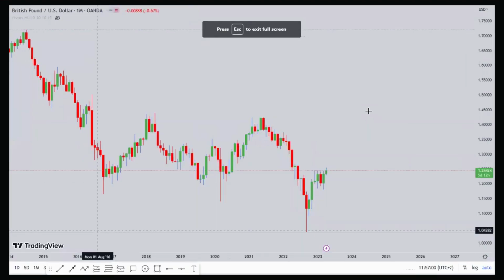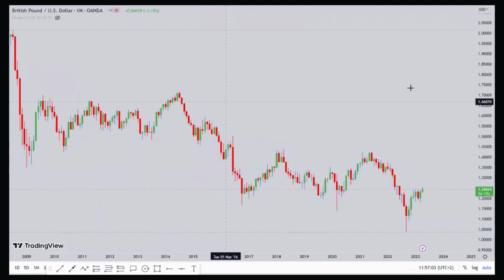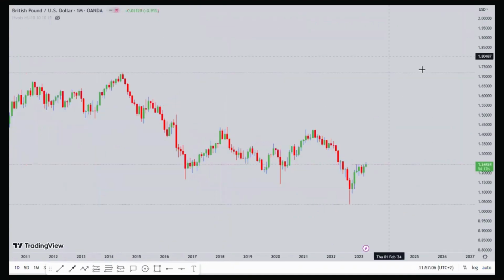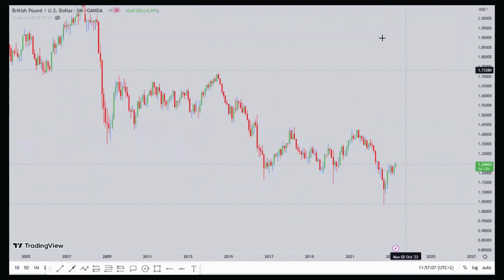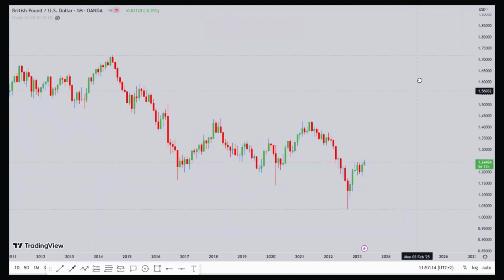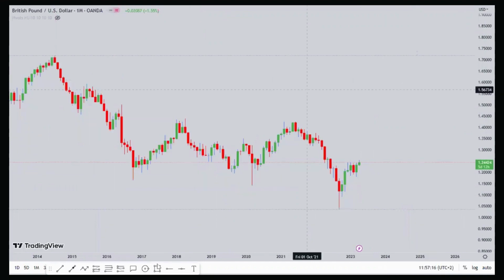So right now we're going to be looking at the GBP/USD, the pound and dollar. We're just going to be concentrating on whatever has actually been happening, so that we can try and find the best possible way to help you guys trade and make profits.